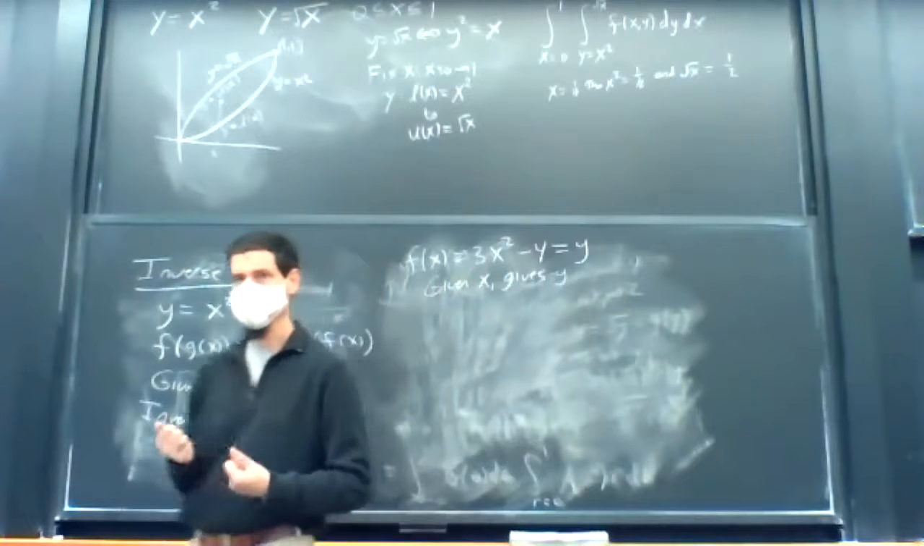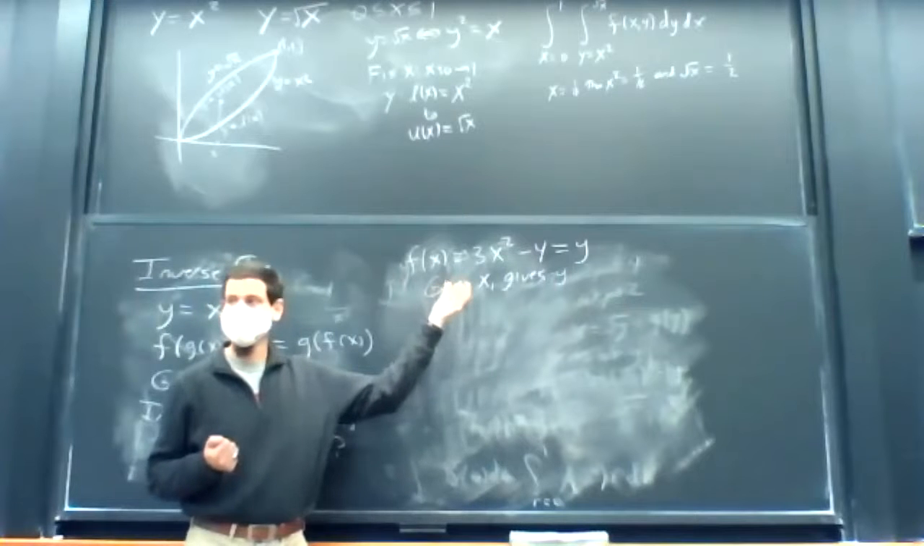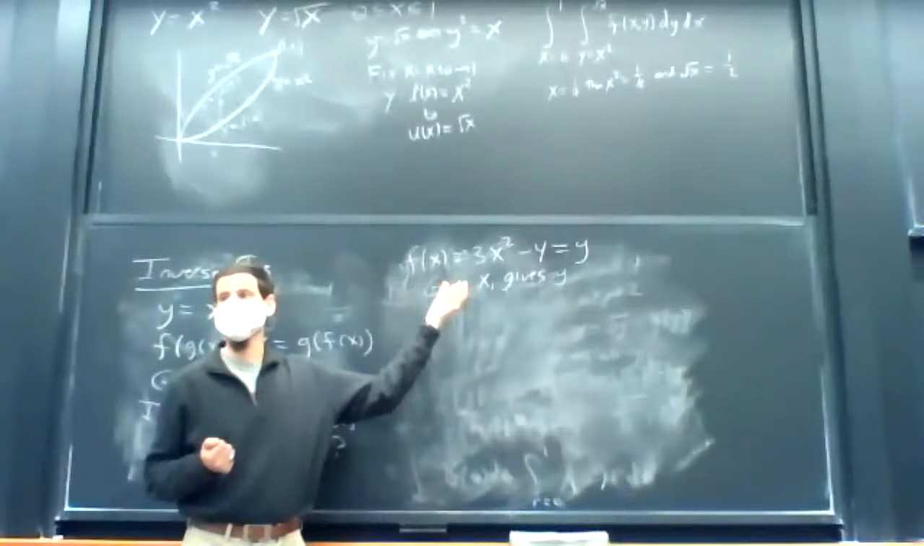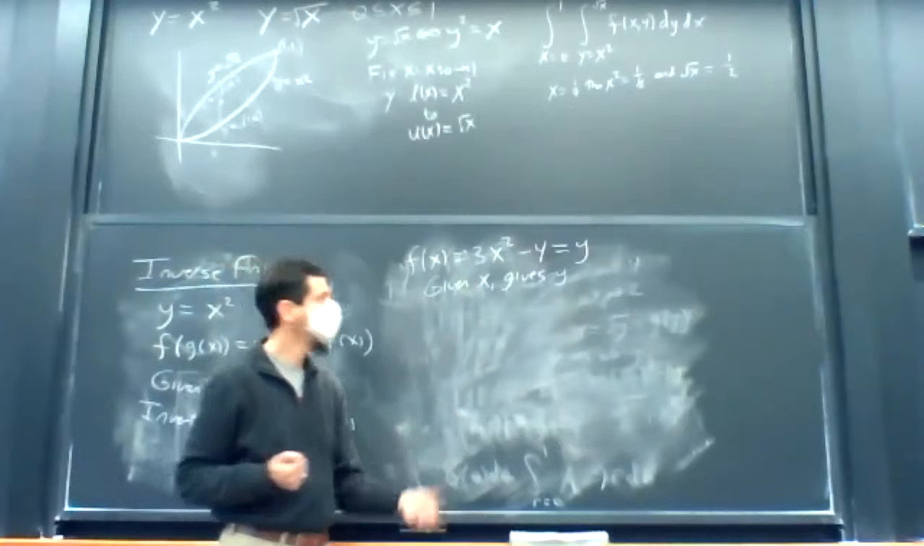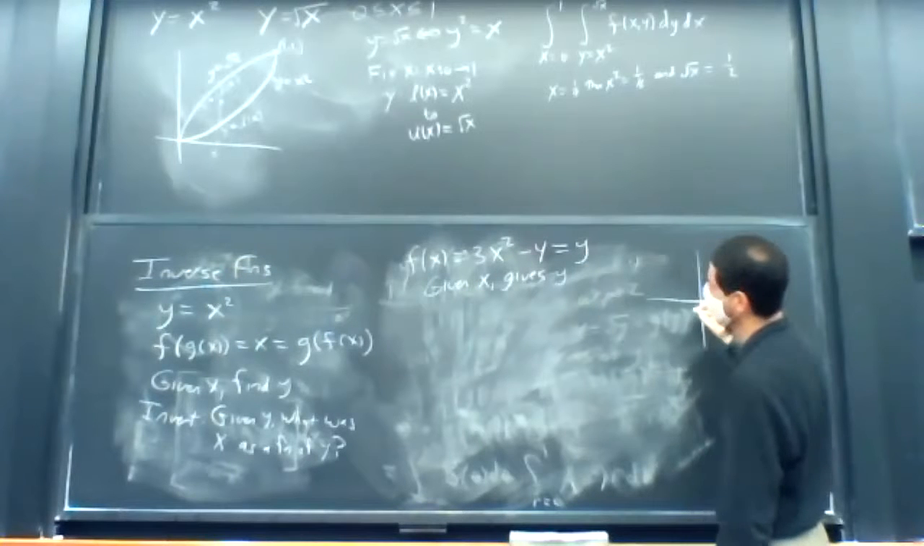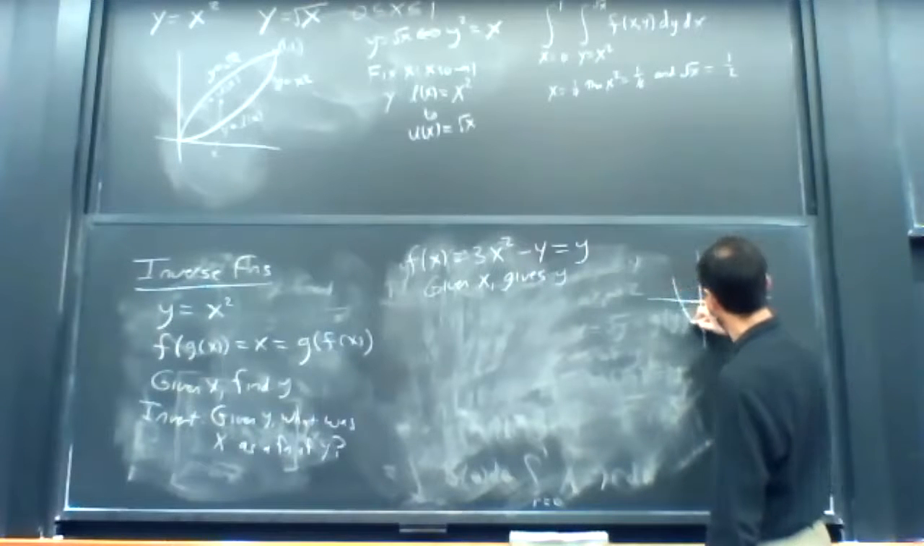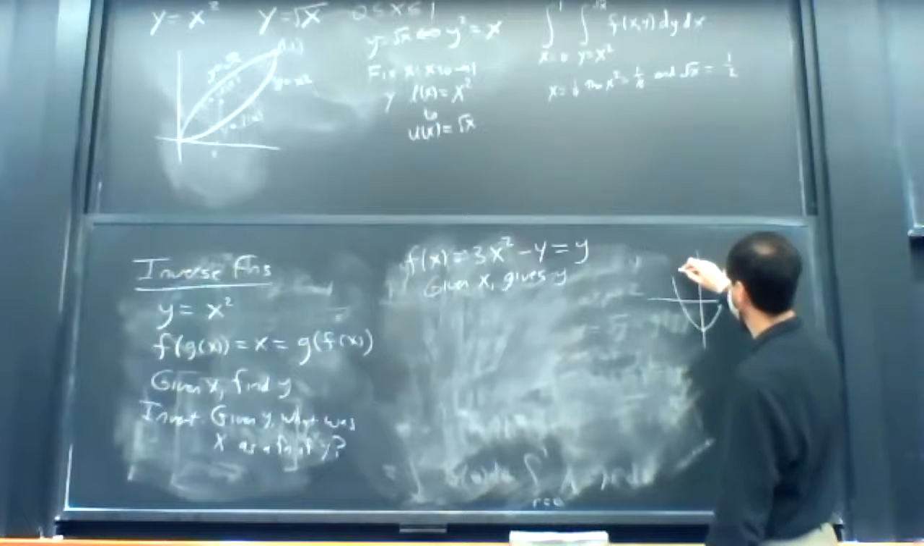Okay? The problem with the parabola is you can have multiple x's that have the same y. If I look at the plot of this, when x equals 0, it's -4. When x equals 1, it's -1. The parabola is going to look something like this.